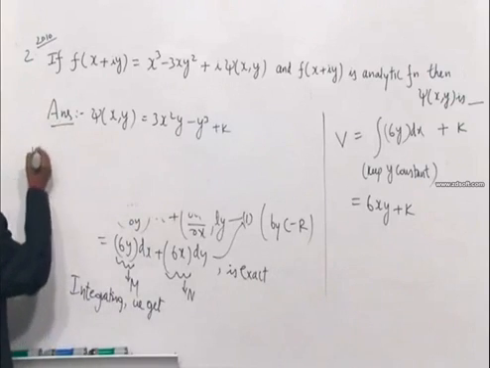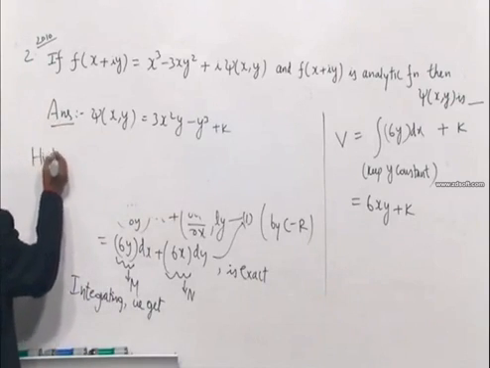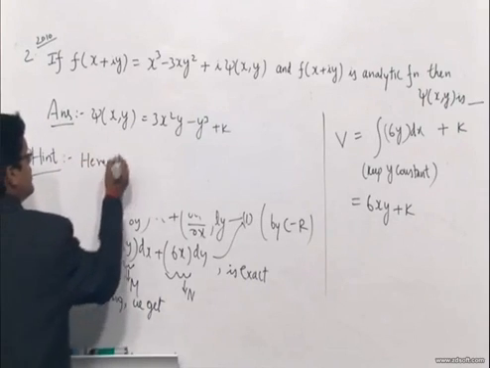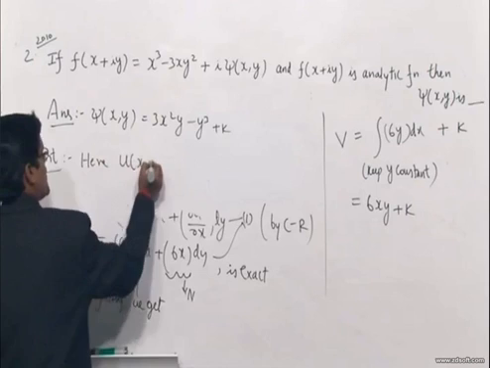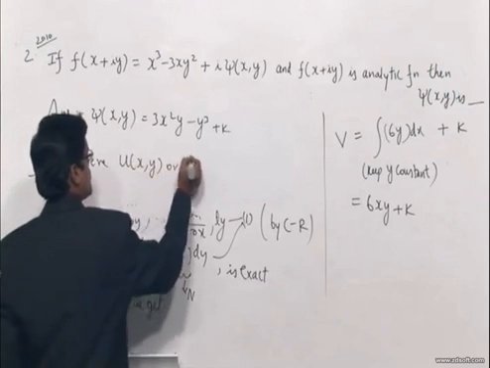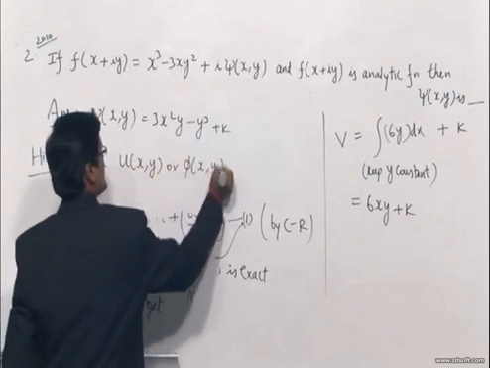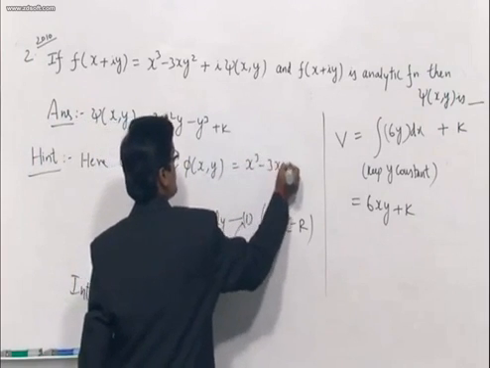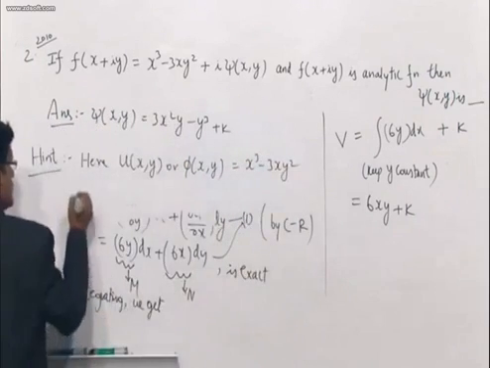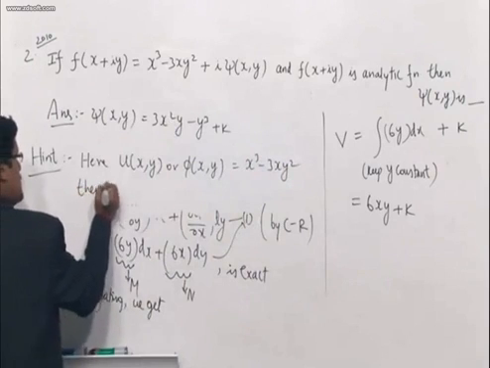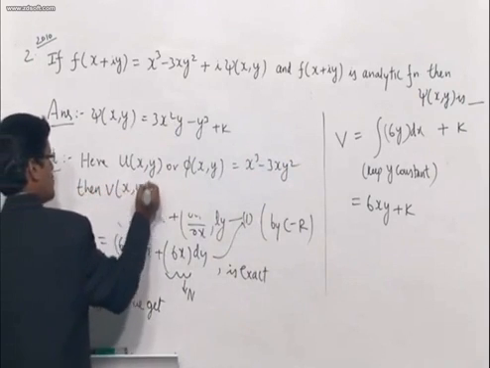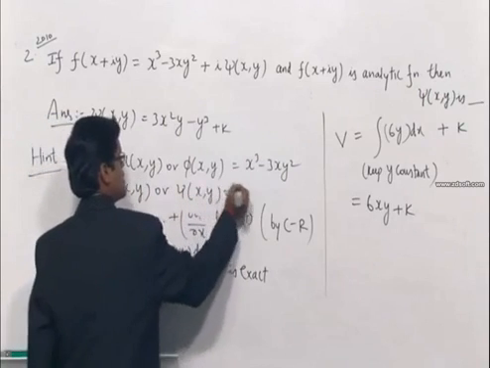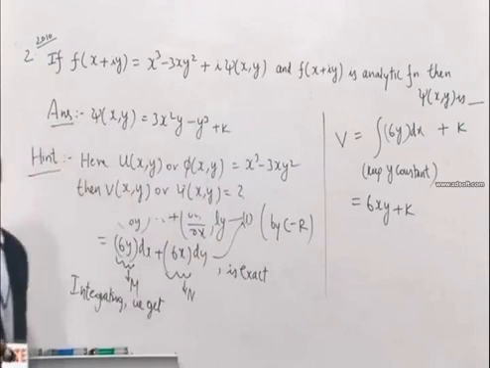Hint. Here u of x comma y, or this is also denoted by phi of x comma y, is equal to x cube minus 3xy square. Then v of x comma y, our original notation, here it is mentioned psi of x comma y, is equal to question mark. This is the answer. Just write hint.